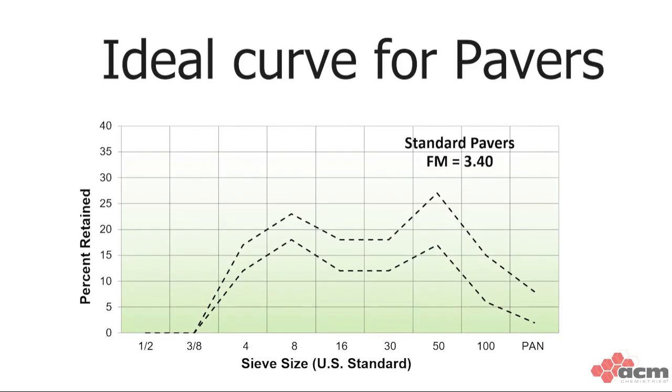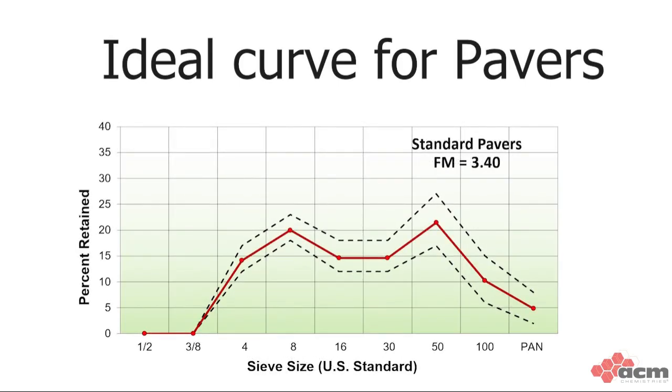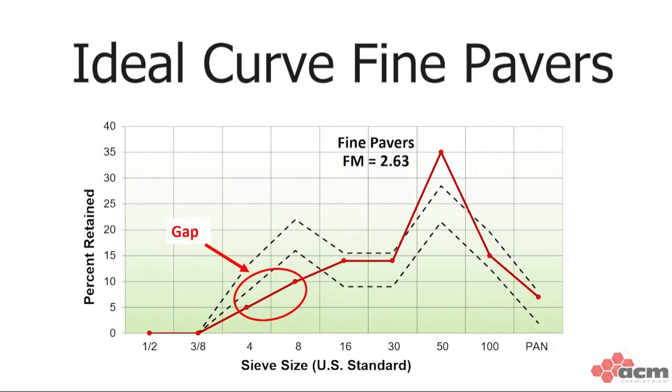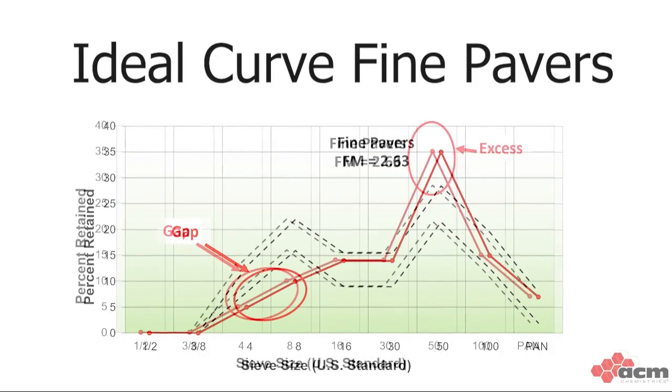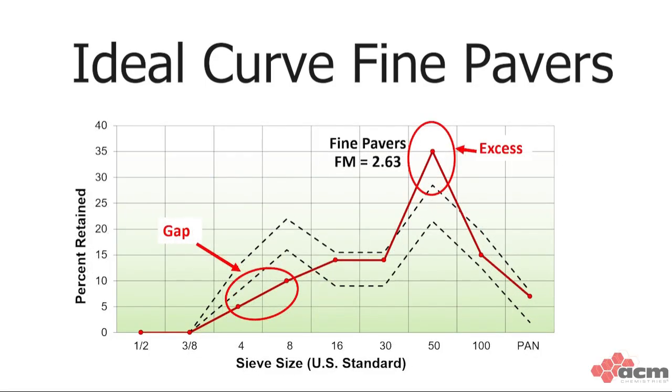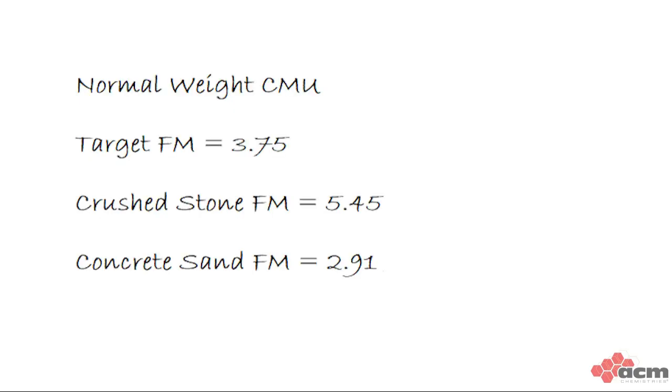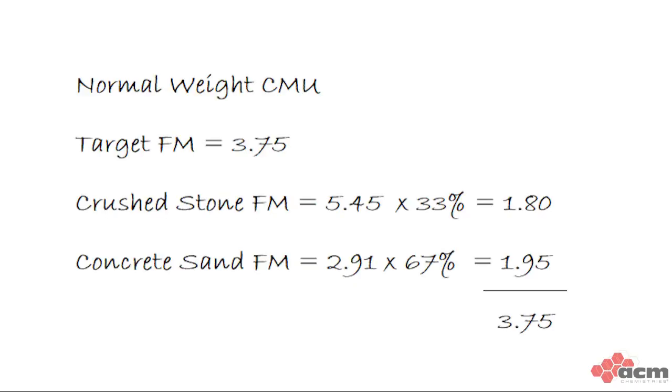How our aggregates fit or don't fit into the ideal curve lets us predict how our aggregate blend is going to perform. Sometimes the curve will show a gap or deficiency in certain sieve sizes. In other cases, we may have an excess in some sieve sizes. In older times, we used to blend aggregates to hit an overall FM for the aggregate blend. While this gave us an idea of the overall average coarseness of the blend, FM only tells us about the average size of the aggregates and not about the actual shape of the blend curve, and shape matters.